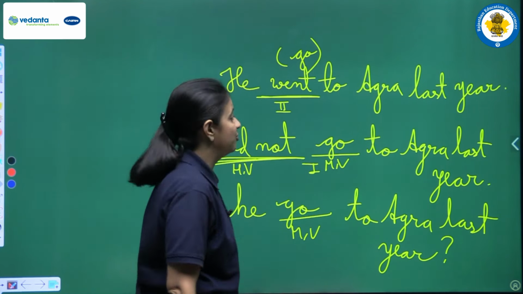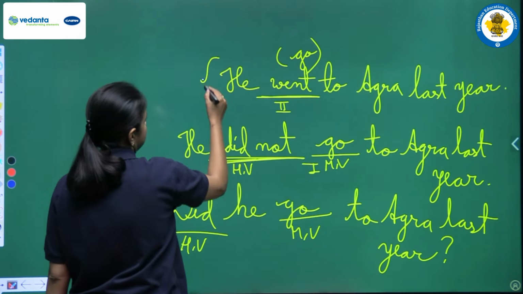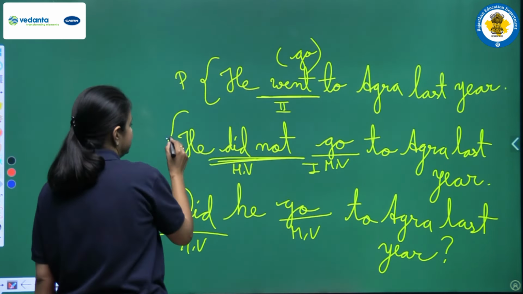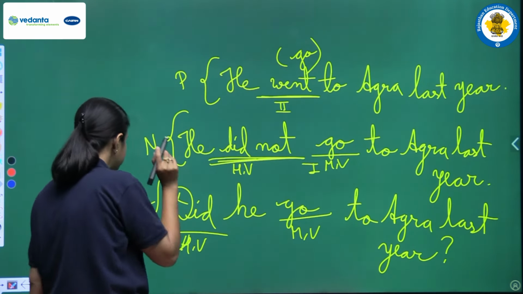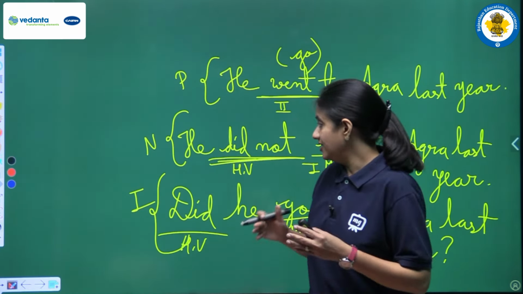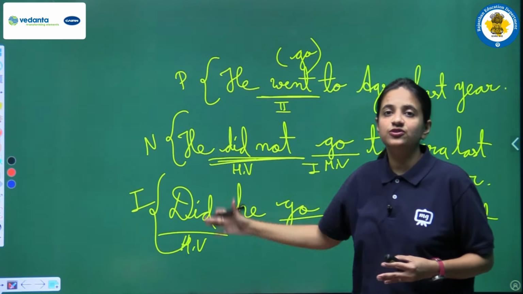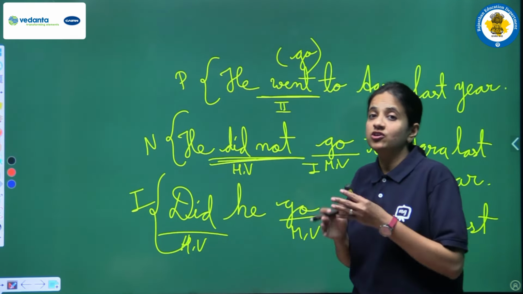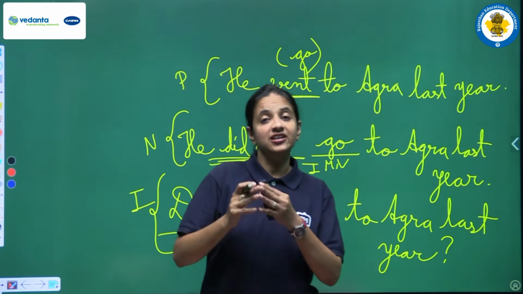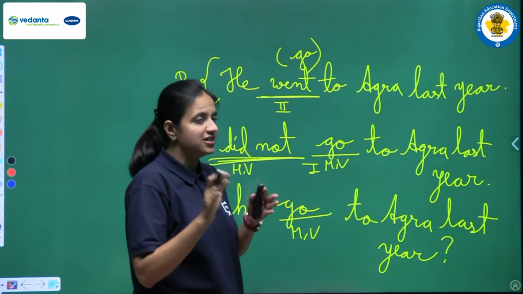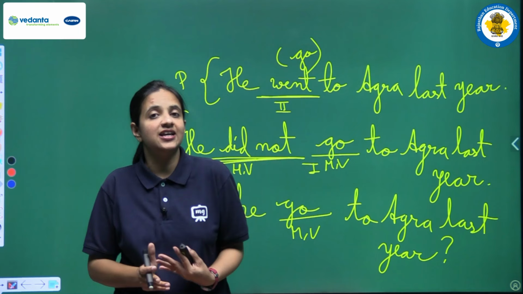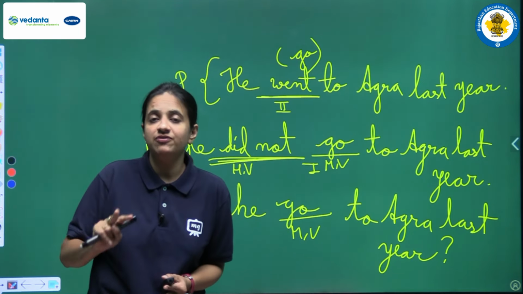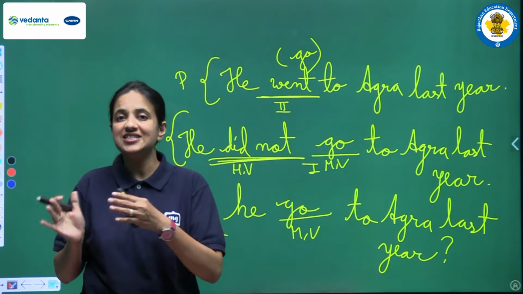Because this is the interrogative sentence. So yes, this sentence is a positive one, this is a negative sentence, and this is the interrogative sentence. Students, very carefully observe the structure of these three kinds of sentence, because this is something very important. You have to learn about past simple tense, because we are studying past simple tense, and in this tense we have to follow two different forms of the verb according to the sentence, right?